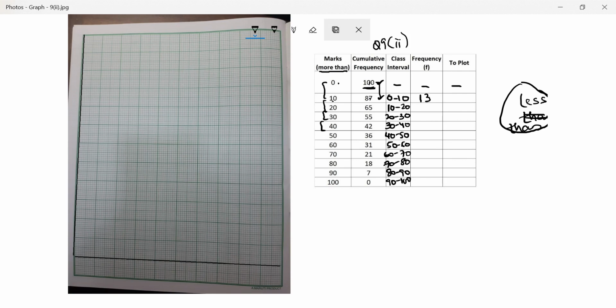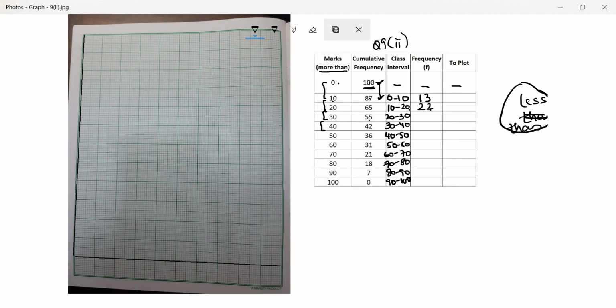Next, I subtract again, so that's 22. So 22 students scored between 10 and 20, whereas 65 students scored more than 20, which means if I count till now, 35 students have scored. So this is my cumulative frequency, 35 students. Perfect. So 35 students have scored less than 20.